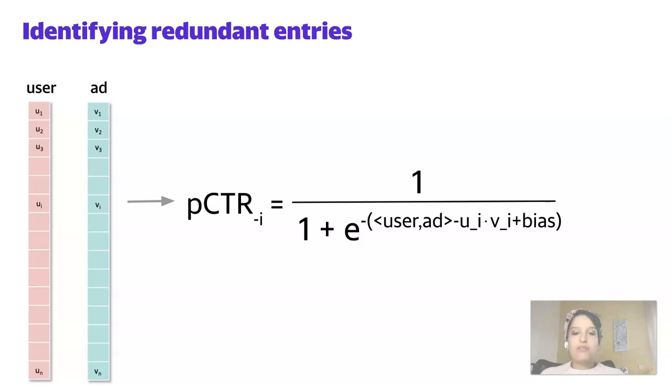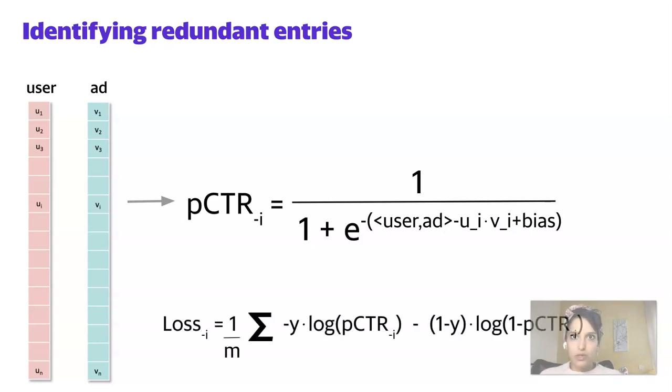Given PCTR minus I, we can now define loss minus I of a tuning cycle by updating the loss function to use PCTR minus I instead of the regular PCTR. This value, this loss minus I, represents the loss of a hypothetical model that doesn't contain the ith entry of the vectors, and in which the block of the features that correspond to the ith entry in the user vector is shortened.